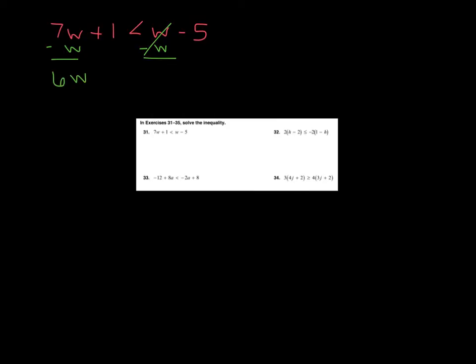Since I moved my variables left, I know I need to move this positive 1 to the other side. So I'm going to do the opposite of adding 1, which is subtracting 1. That will make these cancel, and I'm going to put minus 1 over here. Negative 5 minus 1 is negative 6. Then the opposite of multiplying by 6 is to divide by 6. When I do that, I find out that w is less than negative 1, which is my answer.